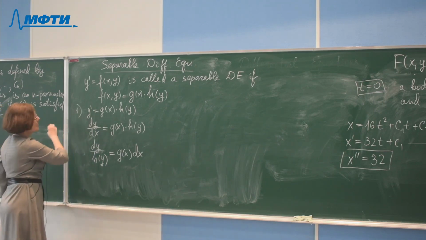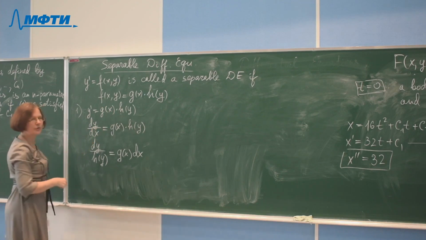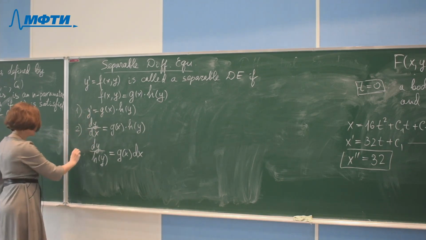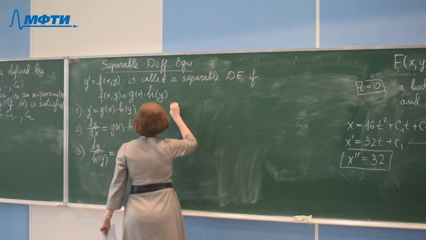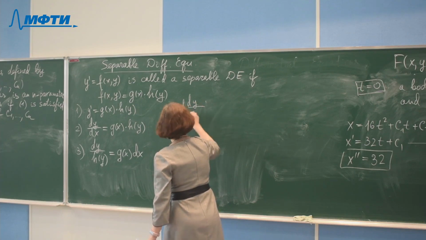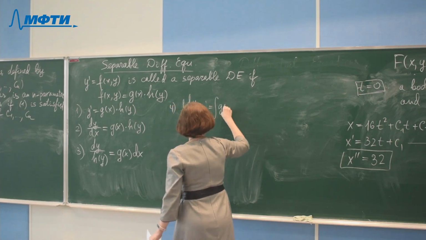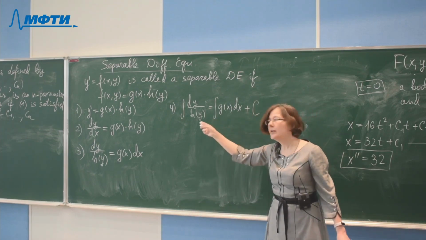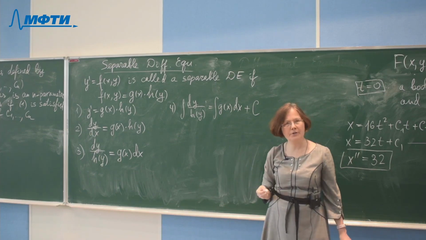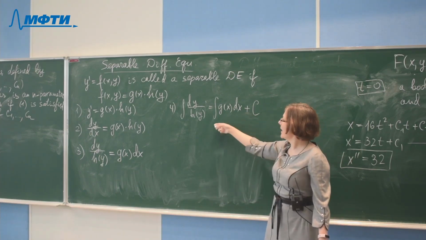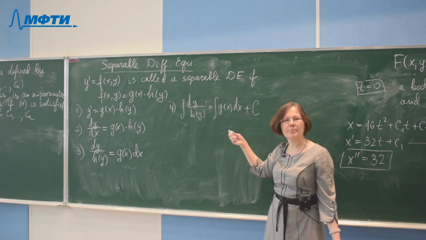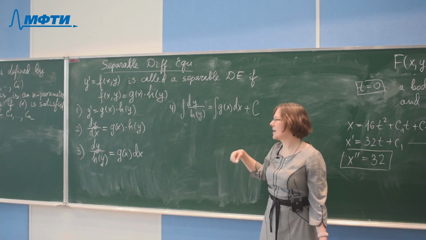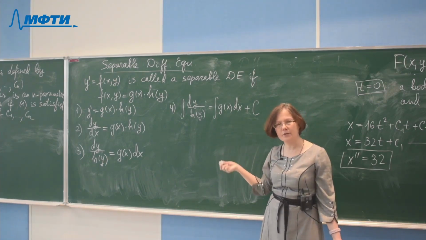The next step is to integrate both parts. So the first step is to represent f of x, y as the product of two functions. Step number 2 is to represent y prime as the ratio of differentials. Next, separate variables. And step number 4, integrate both parts. Then I will write plus c. We need not add a constant if we have integrals, because an indefinite integral is the set of all antiderivatives, but I will write this to emphasize that an arbitrary constant appears in this integration. Okay, and this will give us a one-parameter family of solutions.